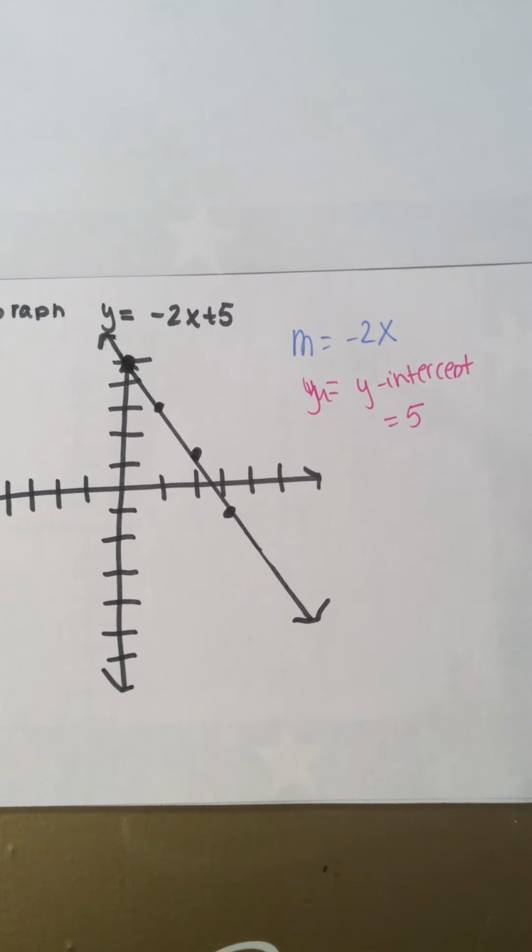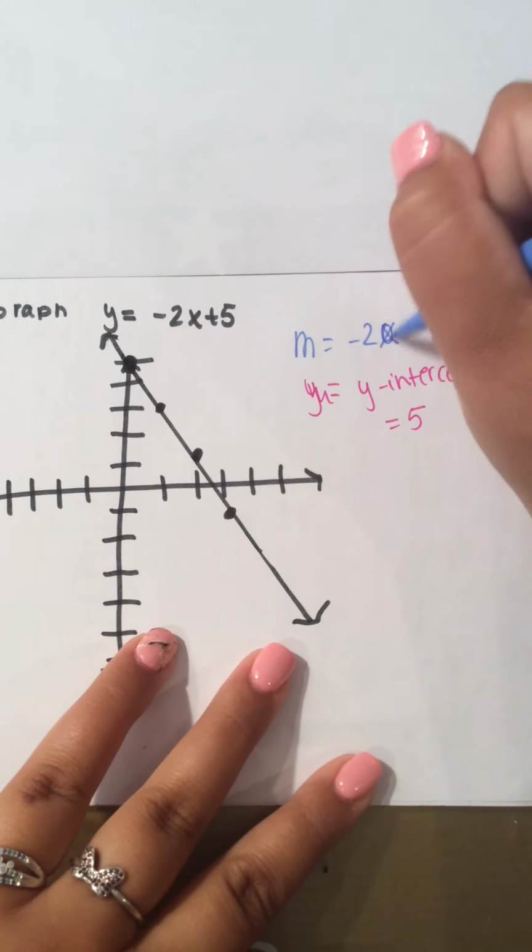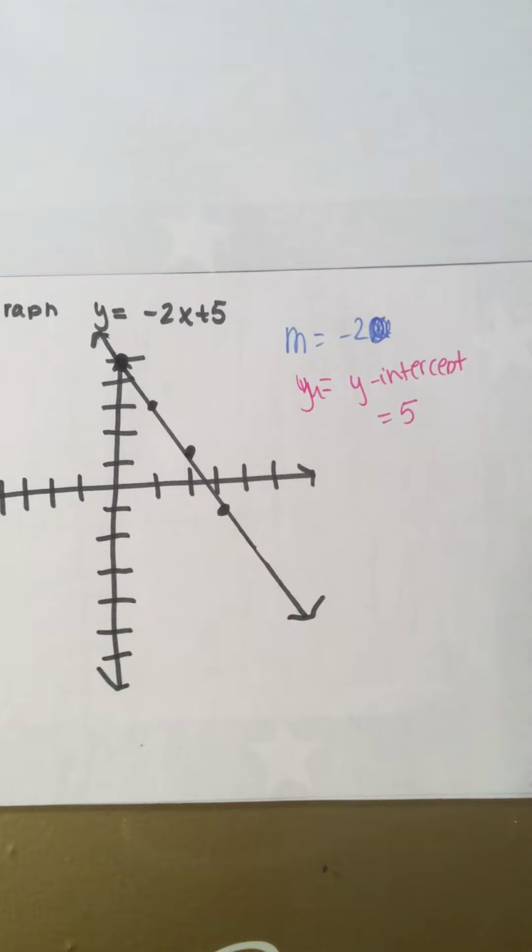Okay? So you start with the y-intercept and then you use the slope. Actually, for the slope, I shouldn't have the 2x. Let's just have the -2. All right, let's do another one.